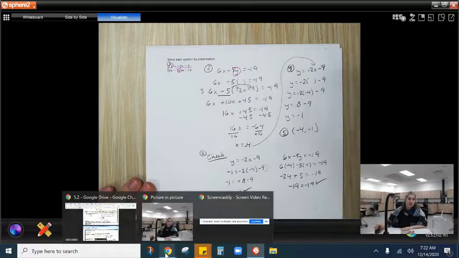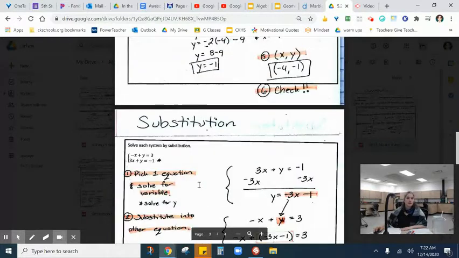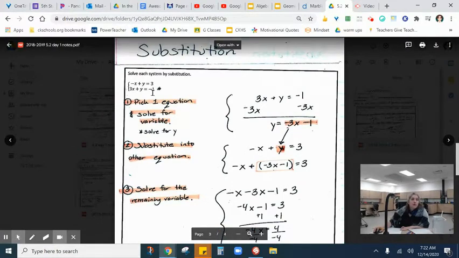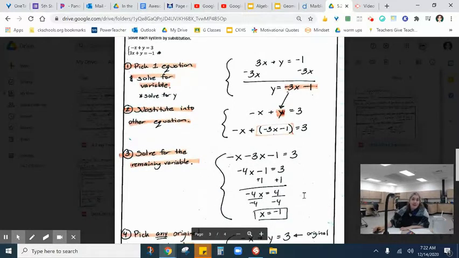I'm going to encourage you to pause the video for a second and then check your work. So our last example is right here, and it has negative x plus y equals 3 and 3x plus y equals negative 1. I just picked the second one because I could subtract 3x on both sides, made it easier for my brain. And then I plugged it in. What was nice was I didn't have any distributing, so we just had negative x minus 3x minus 1 equals 3. So we get negative 4x minus 1 equals 3. Add 1 on both sides. Negative 4x equals 4. Divide by negative 4, we get x equals negative 1.